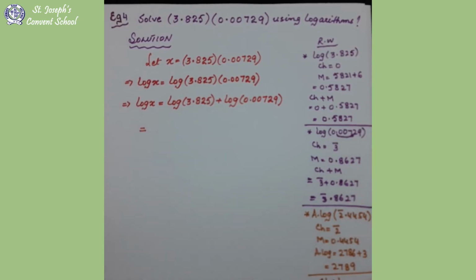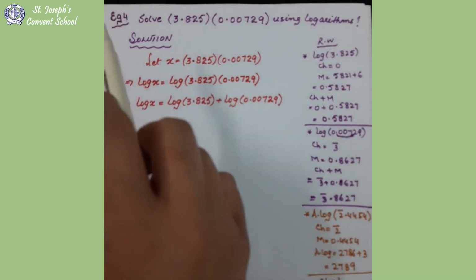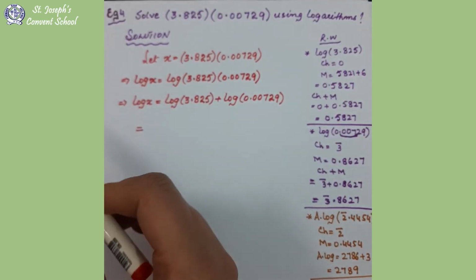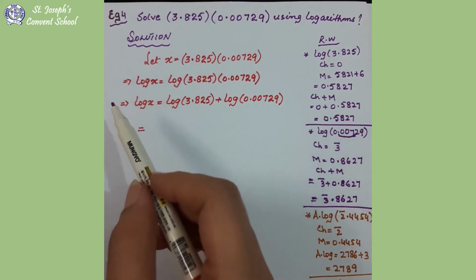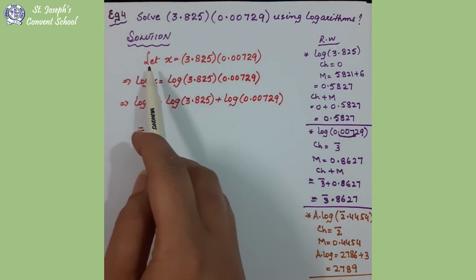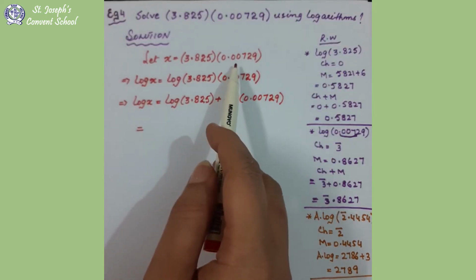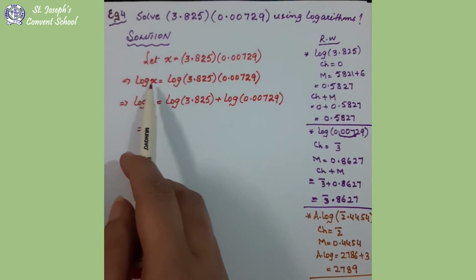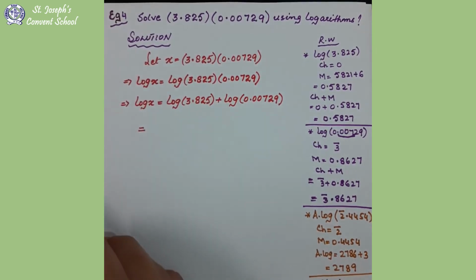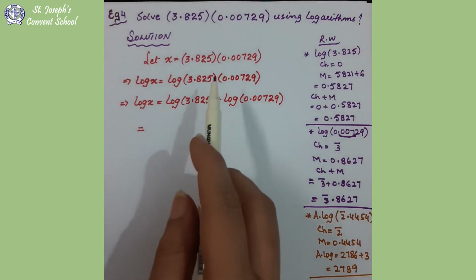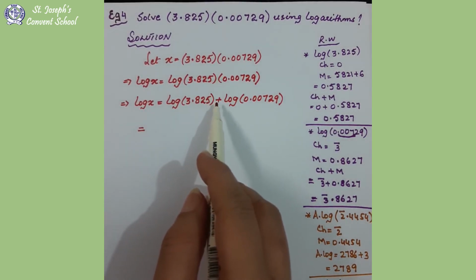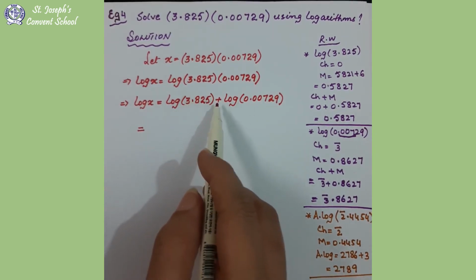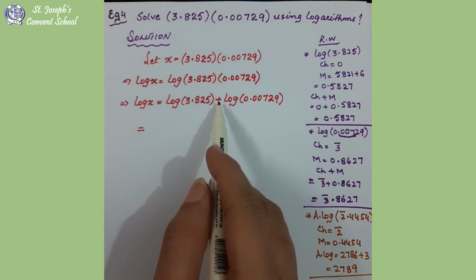Now this example number 4, you can see in this question 3.825 and 0.00729. Same way, the first steps are the same. First two steps: you have to suppose let x equal these two brackets. Then you will take log on both sides, so log of x equals log of these two brackets. After that you will apply the law, so the product sign will change into a plus sign. After applying the law, you find the logarithm. Here we have applied the law, we have changed this product sign into a plus sign.